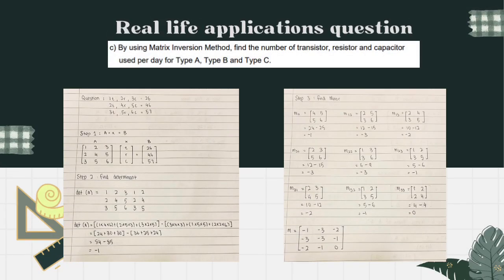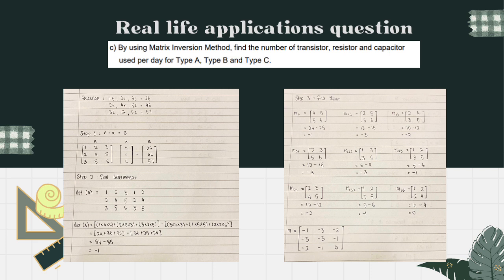Question C is, by using the matrix inversion method, find the number of transistors, resistors, and capacitors used per day for type A, B, and C. Step 1 is rewrite: A multiplied by X is equal to B. And step 2 is find the determinant, and we will get the determinant is -1.